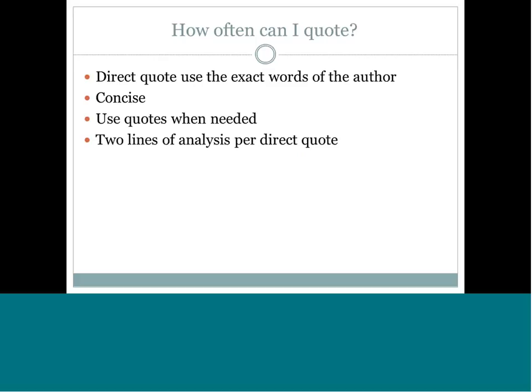A quote is the direct words of the author. A quote should be concise. You shouldn't quote an entire passage or 3 sentences unless you can't figure out a way to make those your own words. So try to make it as concise as possible. And a great rule of thumb for how often you should quote is that for every quote that you're using, you should have 2 lines of analysis. And that means you're not going to have too many quotes, and you're still going to have enough of your own words and your own voice in your assignment so that it still sounds like you.